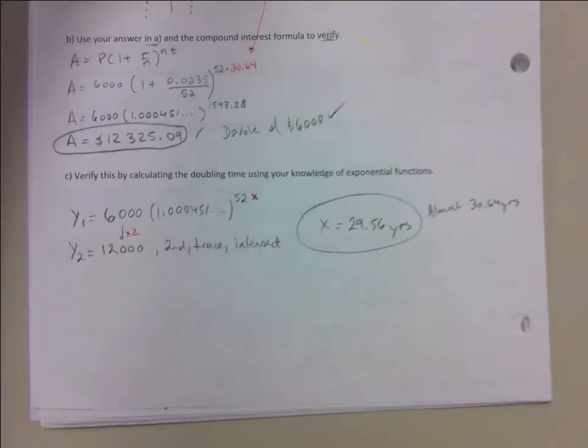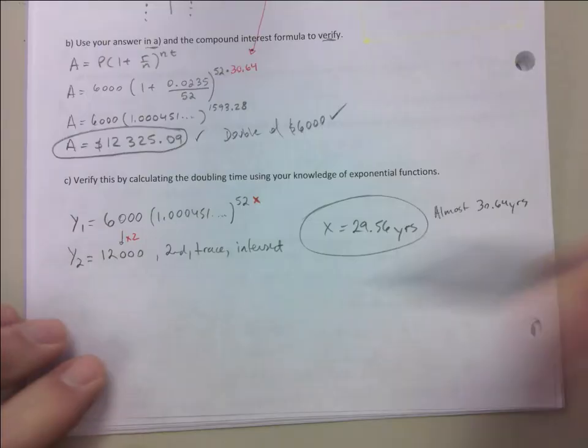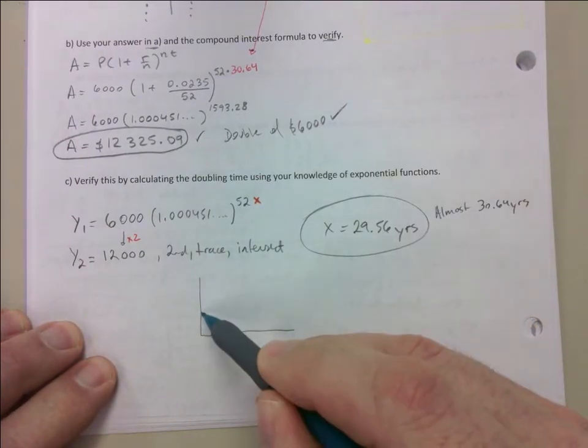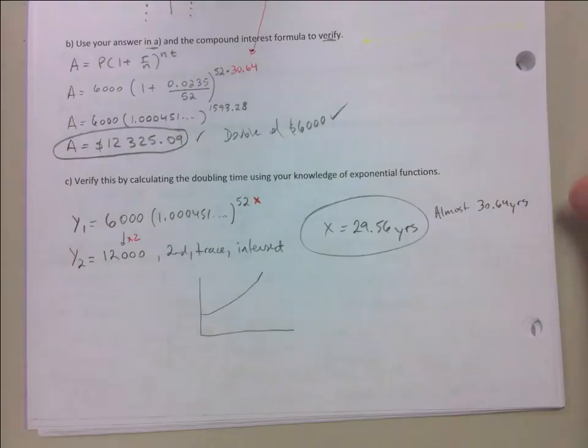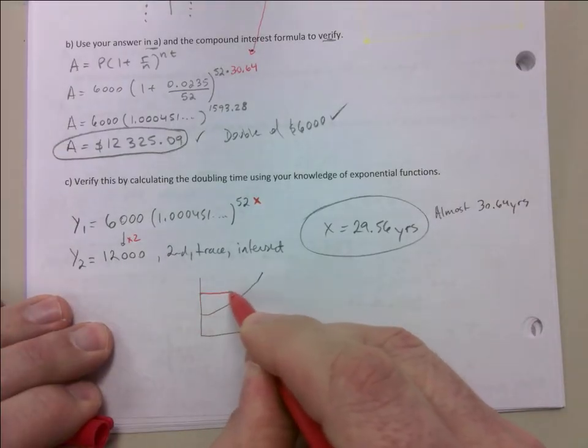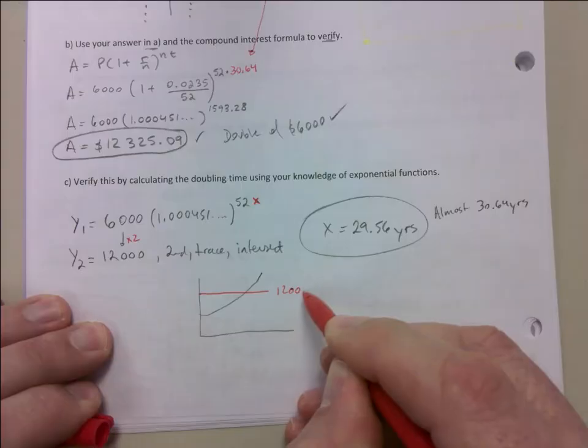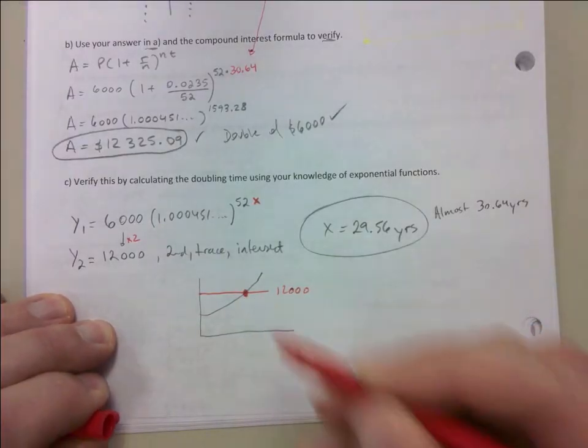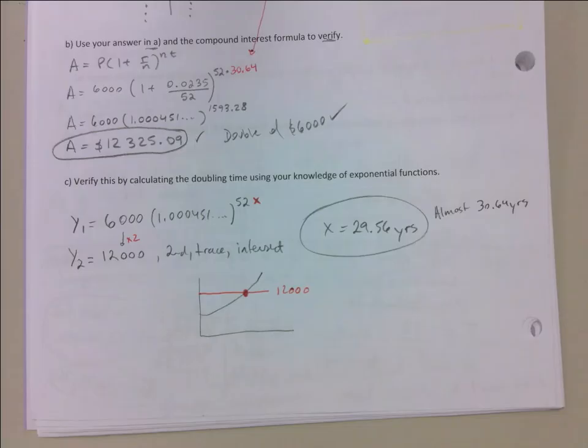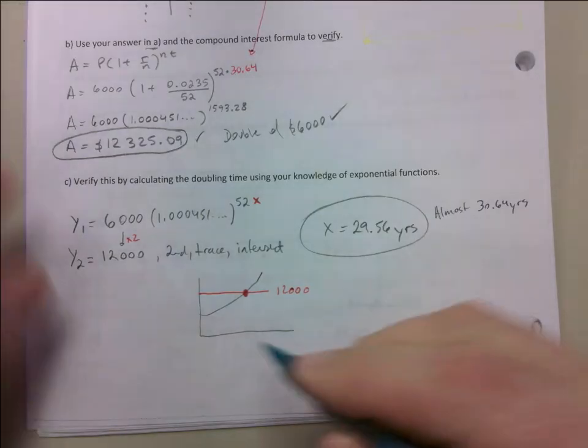Some of you might wonder what's happening here. So I will just do this for you here. And this is our 12,000. Right, so I basically found that intersection between 12,000 and my exponential function.